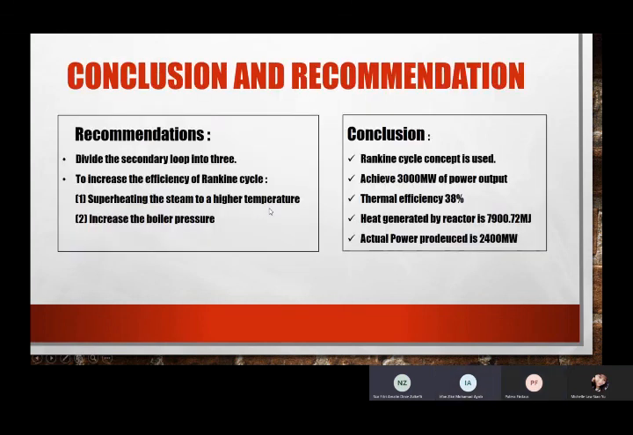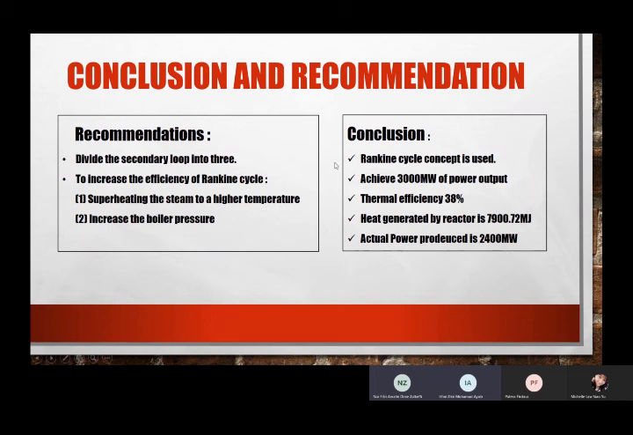For the conclusion and recommendation, we can divide the secondary loop into three. This means that each loop of turbine will produce 1000 megawatt instead of 3000 megawatt. The mass flow rate of coolant in the secondary loop will decrease, and this will lessen the burden on the turbine so it will not break easily. The thermal efficiency of our plant is 38%.